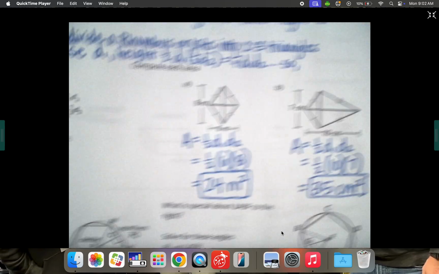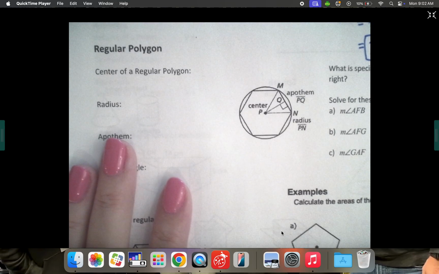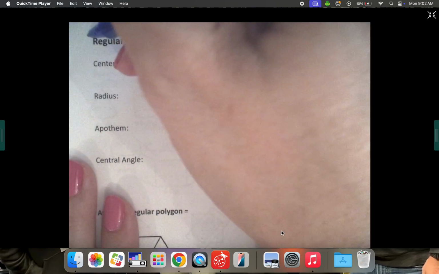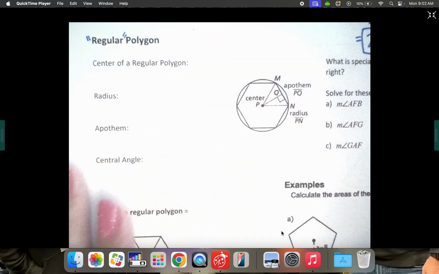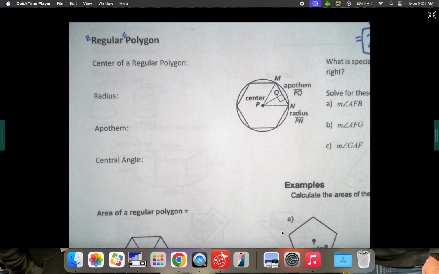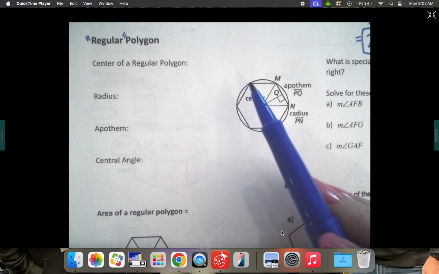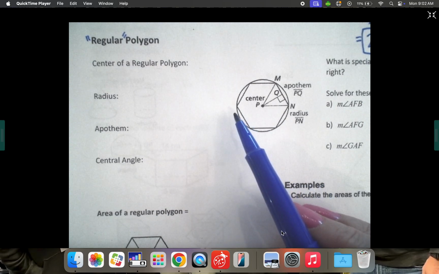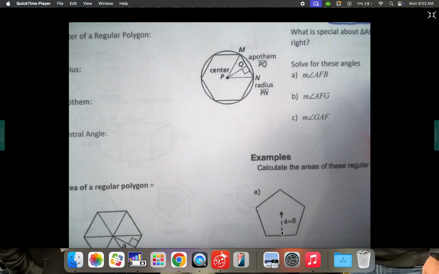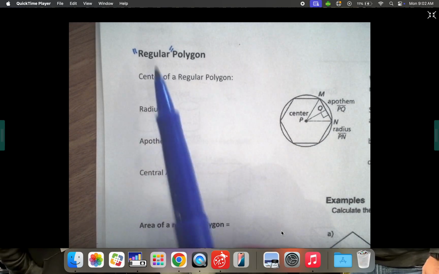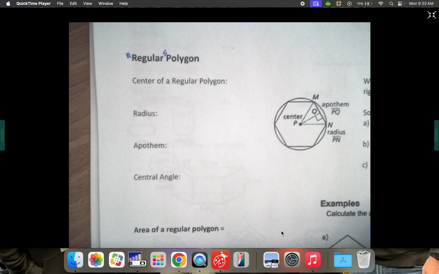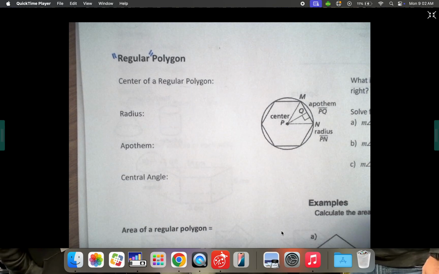Let's go down here and talk really quickly about a regular polygon. The word regular means that all the side lengths are congruent and all the angles are congruent. So it would be like your most perfect hexagon, your most standard perfect pentagon, for example, or a square would be regular. So regular has all same sides and same angle measures.